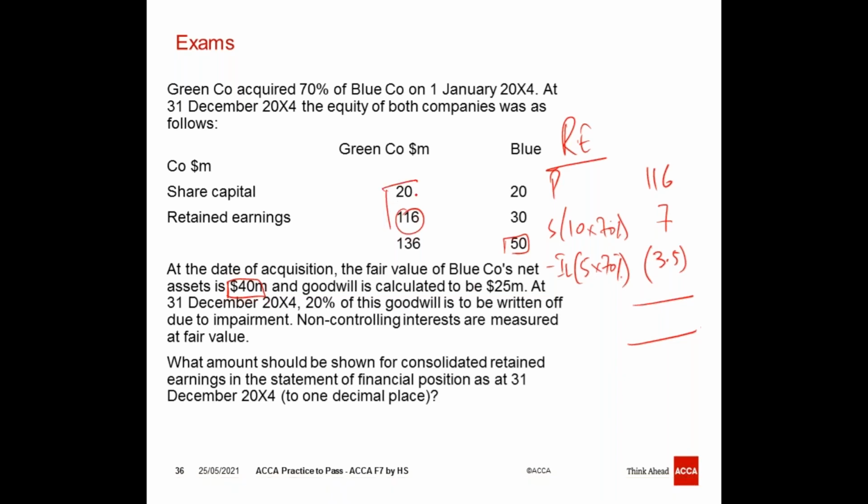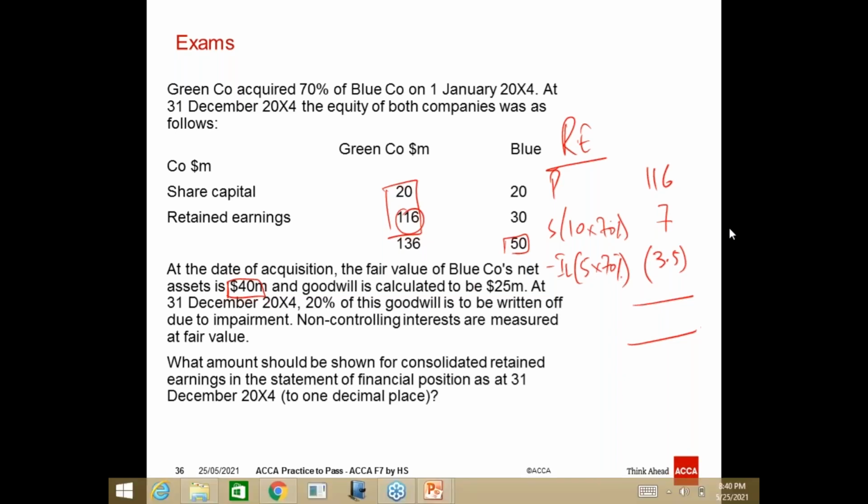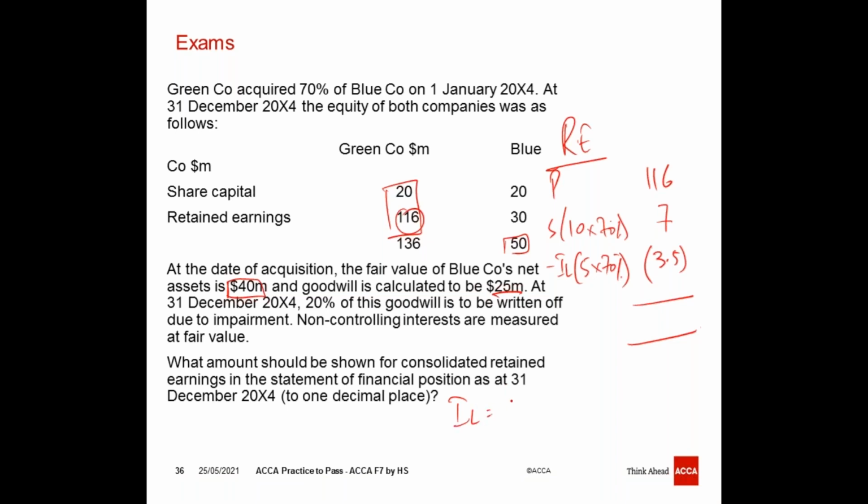136 is the value of net assets that includes share capital and retained earnings. How did we calculate the impairment loss? The goodwill mentioned in this question is 25. So 25 is the amount of the goodwill and 20% of the goodwill was written off. That means the impairment for the current year is 5. So the answer will be 119.5.